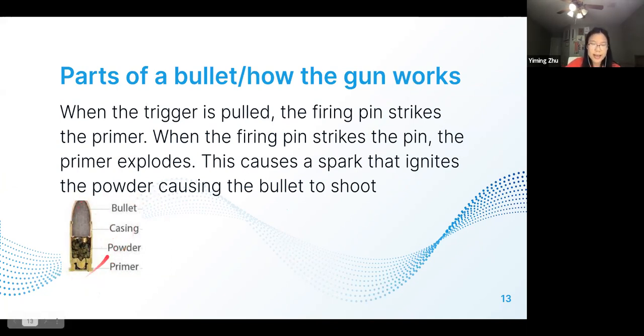And then out here is the casing, which just kind of falls through and falls off.